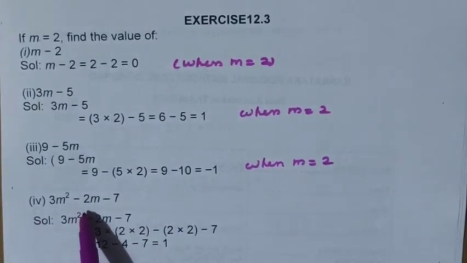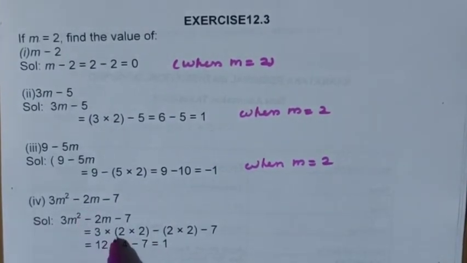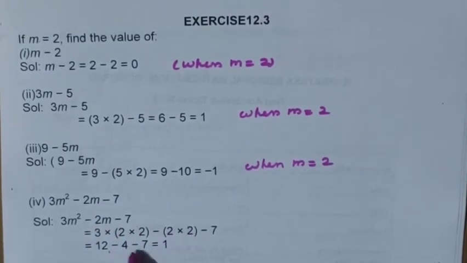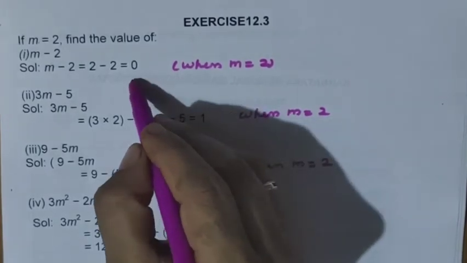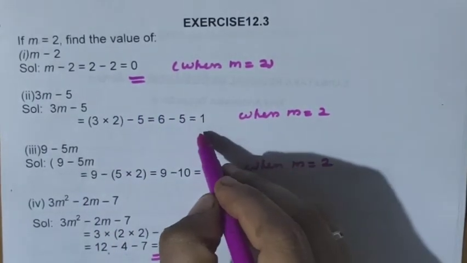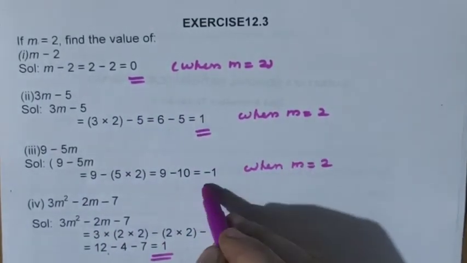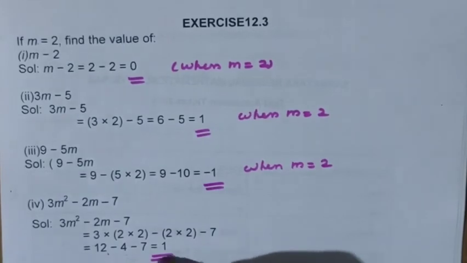3m square minus 2m minus 7. Again 3 into m square means 2 into 2, or we can directly write 2 square also. So 3 into 4, that is 12. Again minus 2m, minus 2 into 2, minus 4, minus 7. So 12 minus 11, you will get the answer 1 only. So in each question you can see the answer. The first one is 0, second case it was 1, then minus 1 and 1 only.